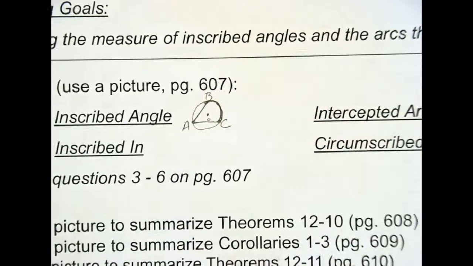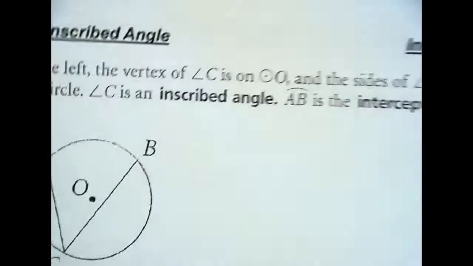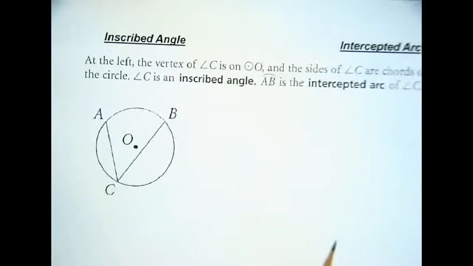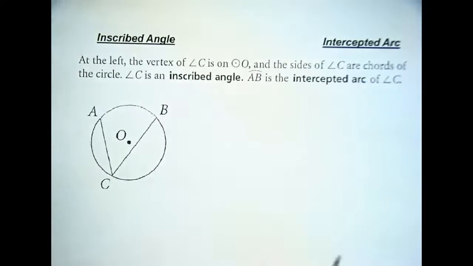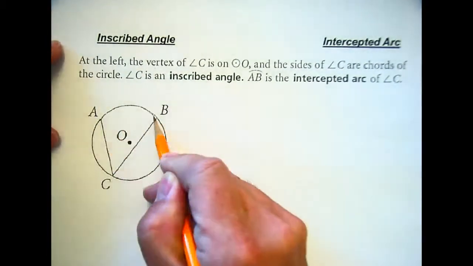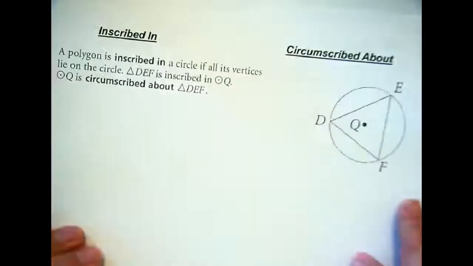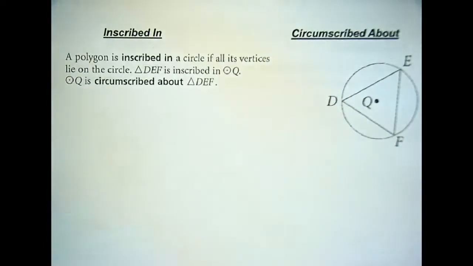All right? Questions 3 through 6. So let's, oh, you know what? Check this picture out. That looks like the one right out of the book. Okay? Good. So here's our intercepted arc. And then we have our other definitions for those of you that drew the picture.